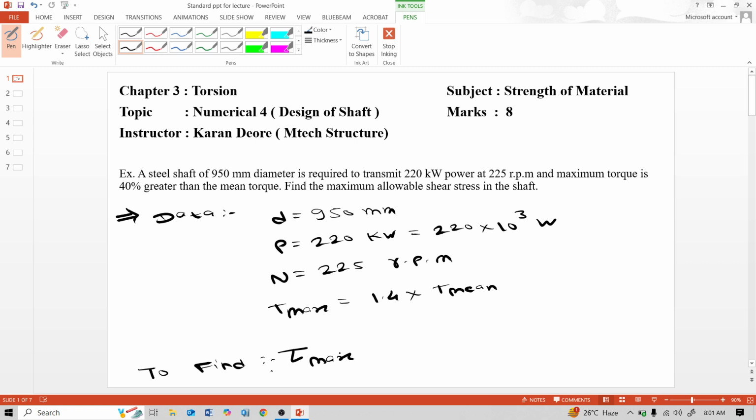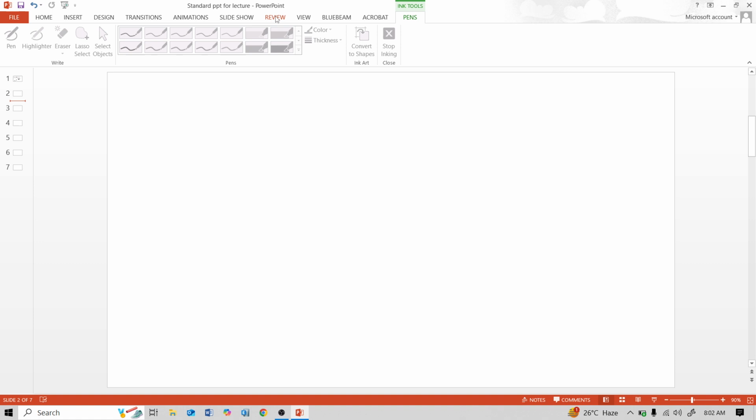So the methodology for solving this numerical is, first we use the power formula, P is equal to 2 pi N T upon 60. From this power formula we find the mean torque, and from this mean torque we find T max. After that we use the polar moment of inertia formula, and by using the torsion formula we will find tau max. So let us see this numerical step by step.